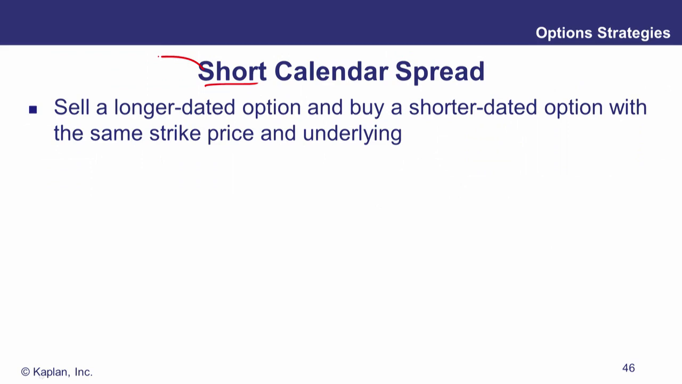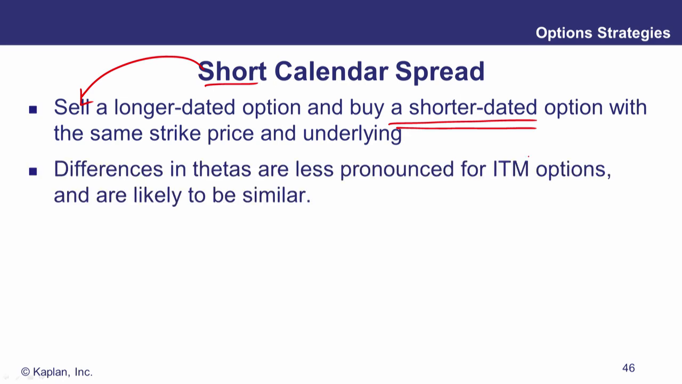Okay, so we've seen the long calendar spread. The short calendar spread is the reverse position. A short calendar spread would be selling the longer dated option and buying a shorter dated option. Now this is likely to be less usual, but this is playing in the money options. For in the money options, the difference between thetas is going to be less pronounced. We know that generally theta is higher in absolute terms, or time decay is higher, for shorter dated options.